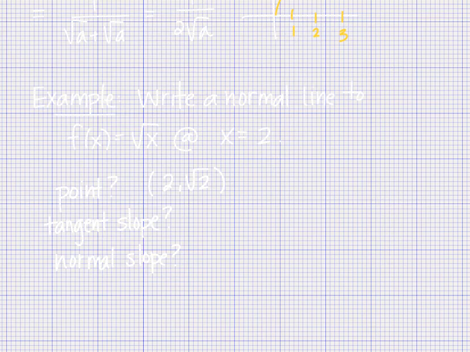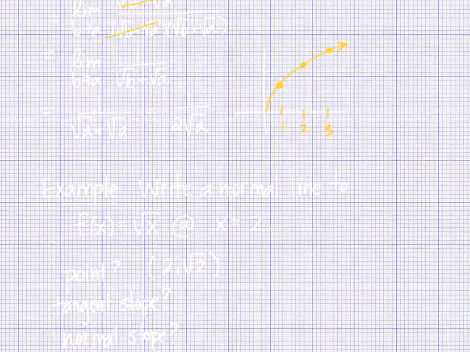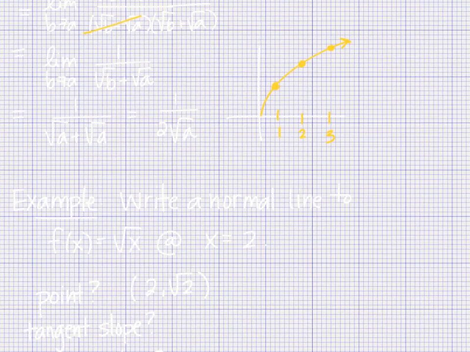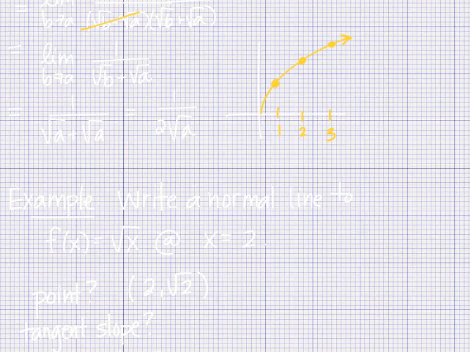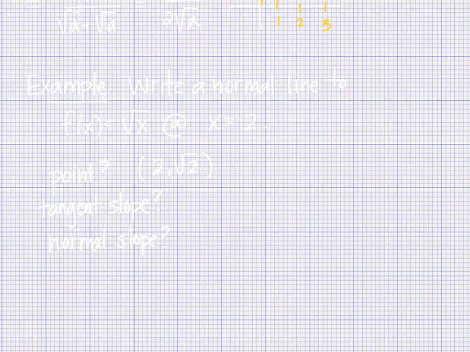To find the tangent slope, I'm going to plug 2 in where? Into the derivative that I just found in the previous question. I just found the derivative for the square root of x, which is 1 over 2 rad x. So what will the tangent slope be if I drop 2 into that? 1 over 2 rad 2. What will the normal slope be based on that being the tangent slope? Negative 2 rad 2.